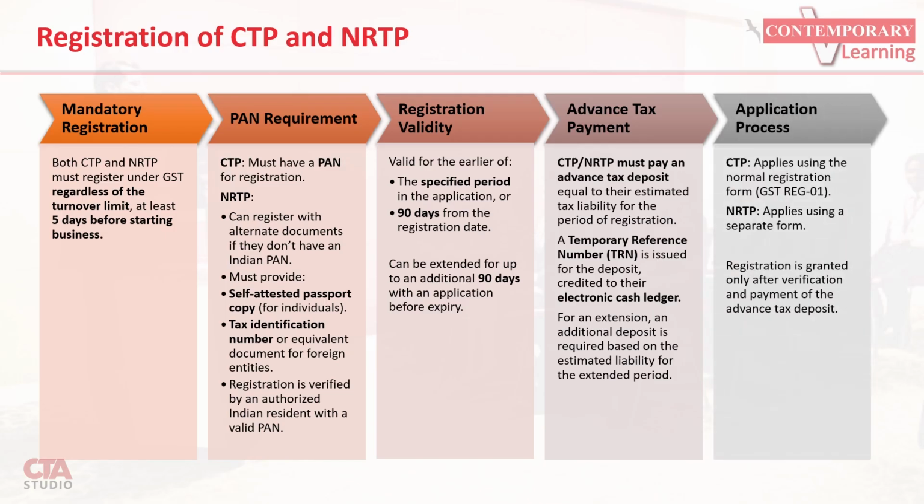Application process: CTP applies using the normal registration form GST REG-01. NRTP applies using a separate form. Registration is granted only after verification and payment of the advance tax deposit. These special provisions ensure that temporary and non-resident taxpayers are properly regulated while accommodating their unique circumstances.